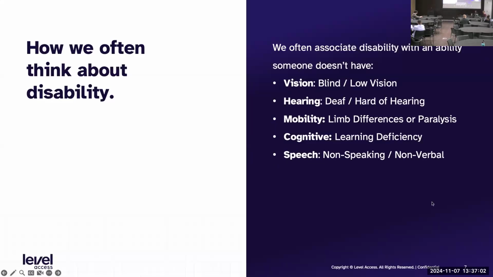Now, when we talk about disability, we often think about it by associating it with an ability that someone doesn't have. So for example, vision, meaning they're blind or low vision, hearing, like deaf or hard of hearing, some mobility things like limb differences or paralysis. And when we think about cognitive, we often think about learning deficiencies or speech related, like non-speaking or non-verbal. And these are totally valid. These are areas that require consideration and attention. And I will get into some specifics on those and how you can support those needs in a moment.